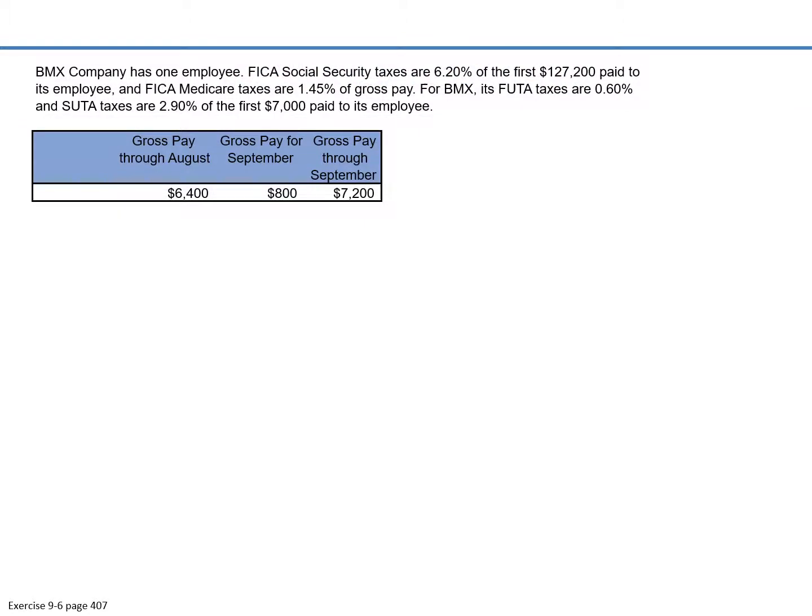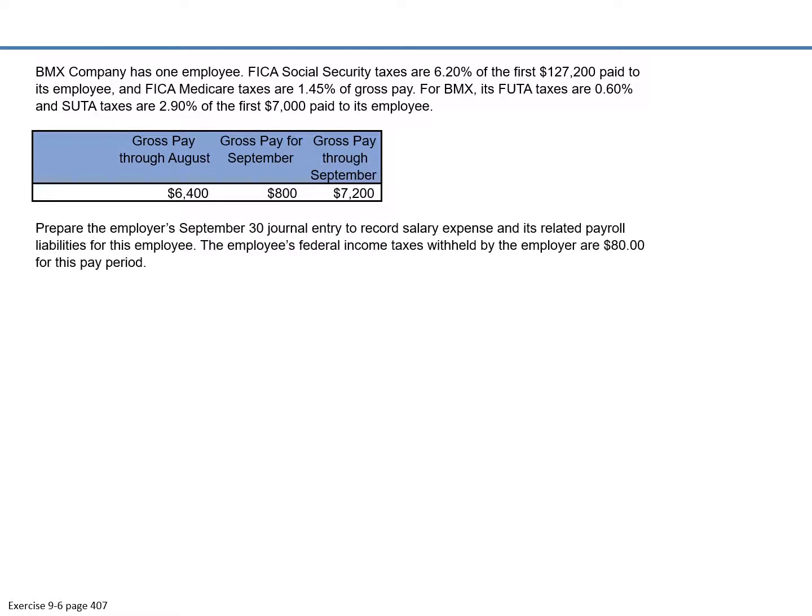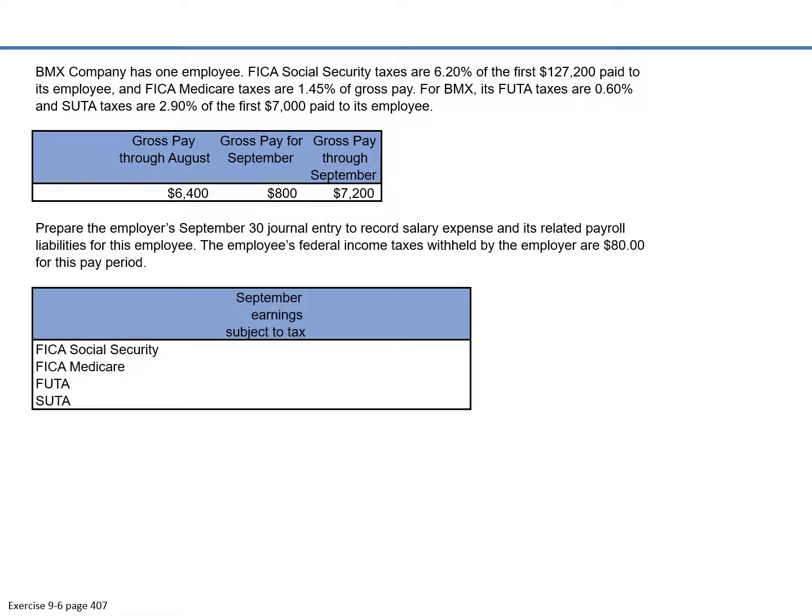All right, exercise 9.6. So BMX has one employee. Social Security is 6.2% of the first $127,200 paid to its employee. FICA Medicare is 1.45%. And for BMX, its FUTA taxes are 0.6% and its SUTA taxes are 2.9% of the first $7,000 paid. So they want us to prepare the September 30th journal entry to record the salary expense and related payroll liability for this employee. The federal income taxes withheld are $80 for this pay period. So let's compute what the earnings are subject to tax.